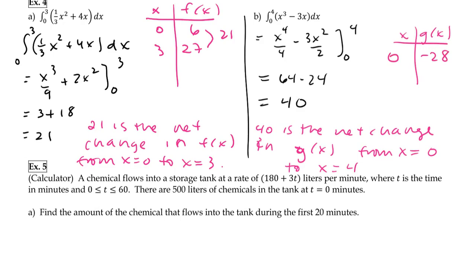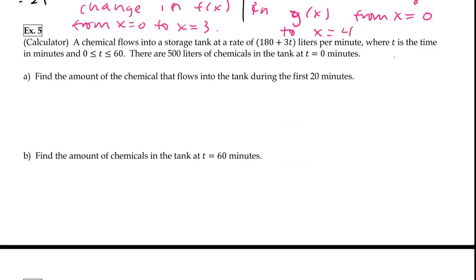And what else did they tell us? G of 4 is 12. Well, what is this difference here? Isn't that difference 40? 40 is your net change. Okay, I hope that helps to clarify and for you to see the difference in what we're asking. Okay, now on to an application problem.